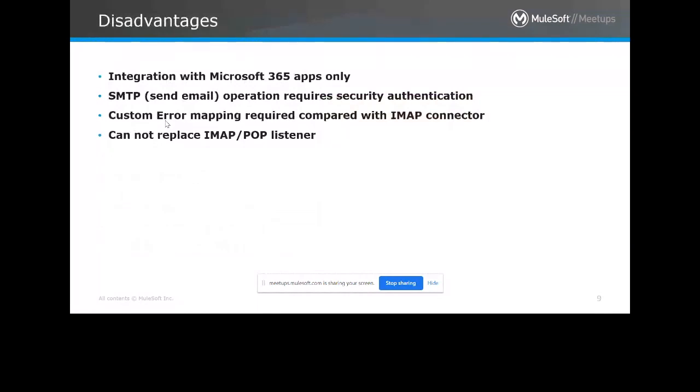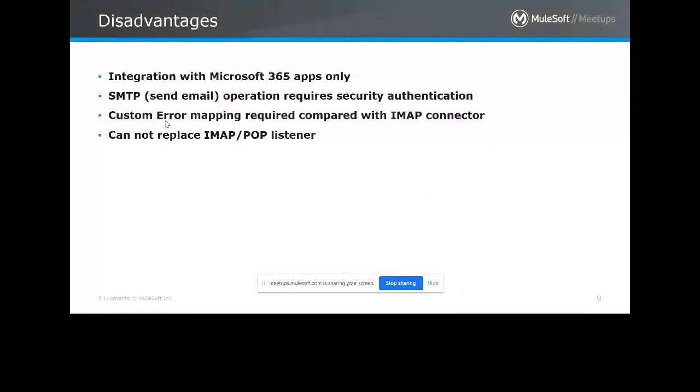Disadvantages. I would like to say that there are quite a few disadvantages here. The first disadvantage is Microsoft only. Because the Graph API is a product of Microsoft, we can only integrate with Outlook email.